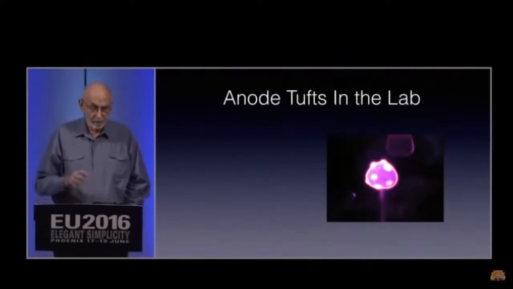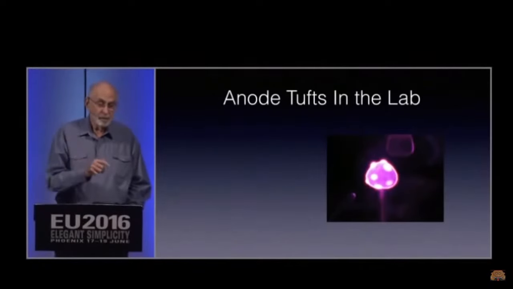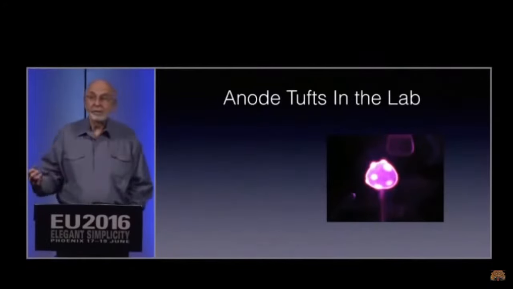And as you'll see in a minute, when Monty increases the current, he increases the number of tufts, and he increases the brightness of the tufts, and finally they turn into something in the arc mode, just like we see on the surface of the sun.